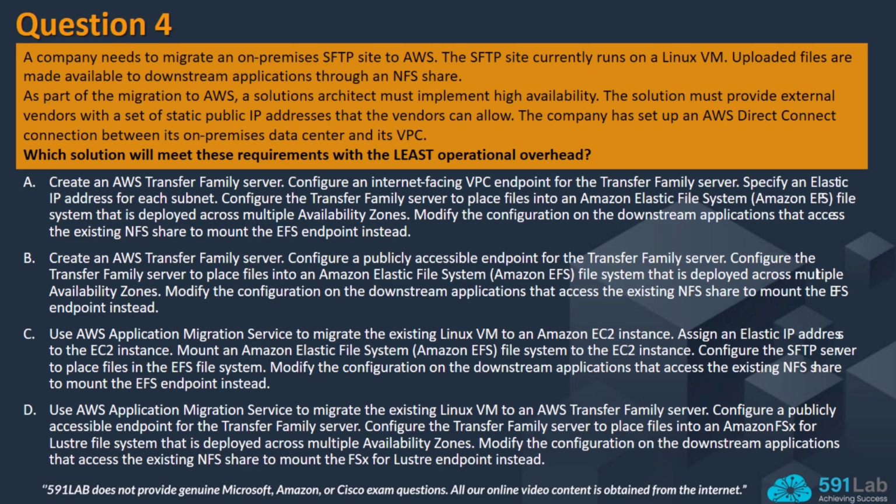The company has set up an AWS Direct Connect connection between its on-premises data center and its VPC. Which solution will meet these requirements with the least operational overhead?